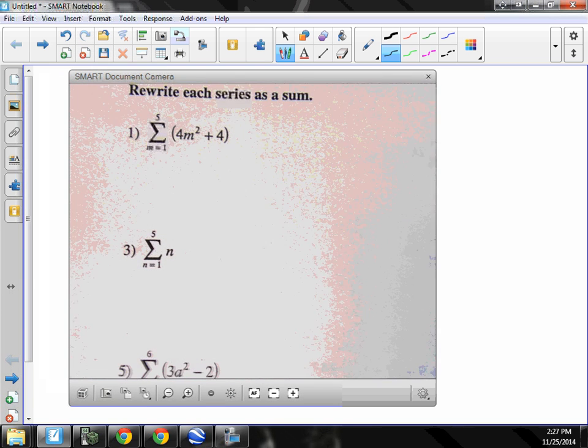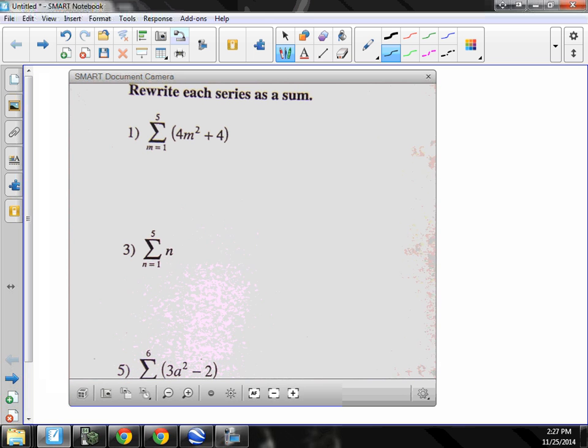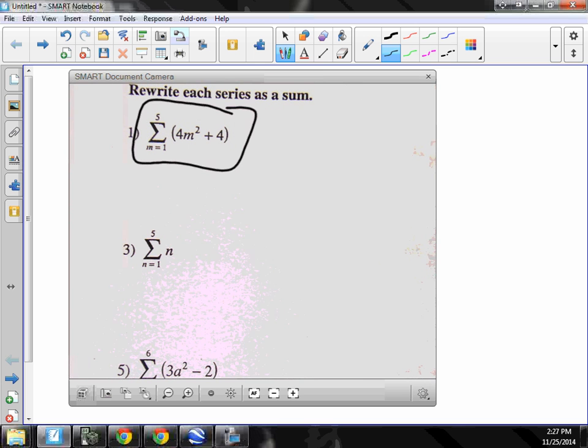Okay. So this says rewrite each series as a sum. So it wants to know if I were to write this equation out with all of the addition signs, what would it look like? Well, how am I going to figure that out? Starts at 1, so I'm going to plug in 1. 4 times 1 squared is 4, plus 4 is 8. So a sub 1 is 8, and I'm going to add that to a sub 2.